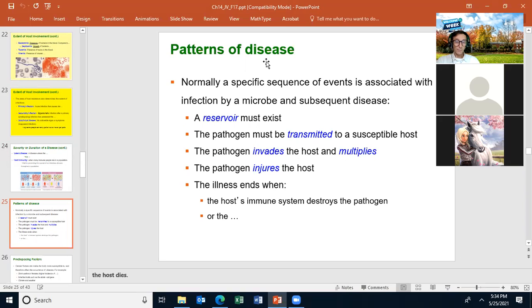If the pathogen does not injure the host, you will not have signs and symptoms of disease. And then the illness will end when the host immune system destroys the pathogen, or maybe when the patient takes antibiotics or some other curative medication, or the disease can end when the host dies. Those are the two ways the illness can end: when the host throws off the disease, or when the patient dies. Any question about any of that?